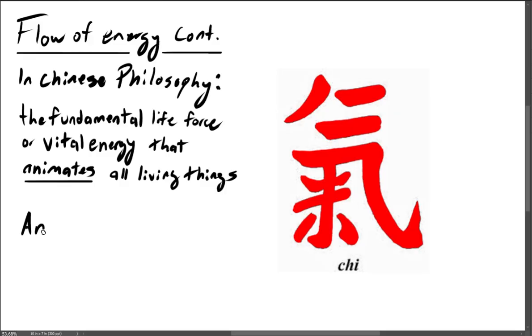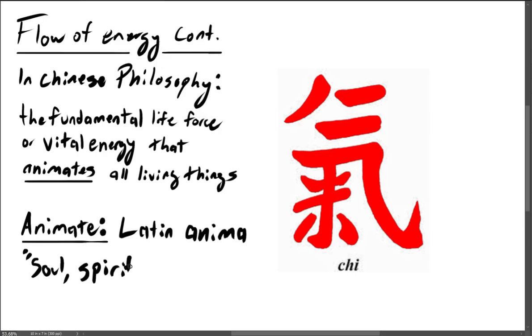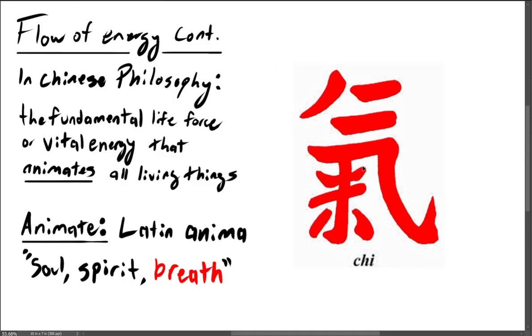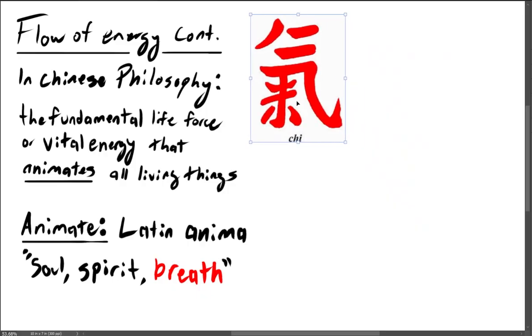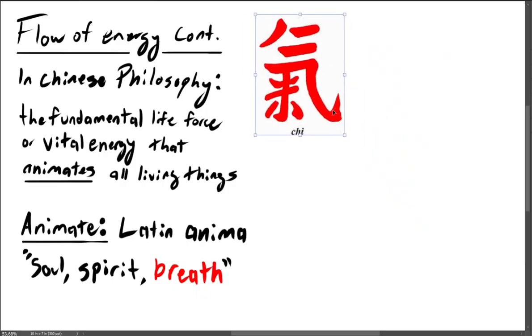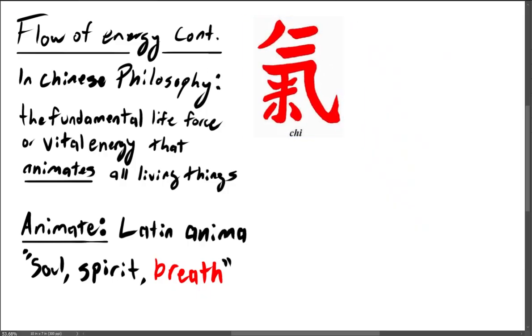I especially want to hone in on this word animate, because it's an English word, but we've borrowed it from Latin languages, such as French. And this word really just means soul, spirit, breath. So in the same way that in Chinese philosophy wind, breath, and air animate life and create energy, so too do we get our word animate and spirit.